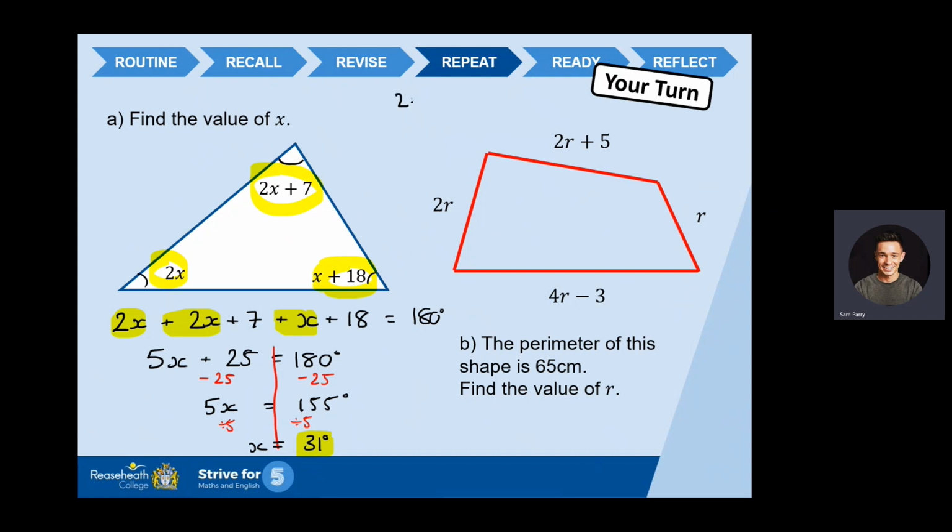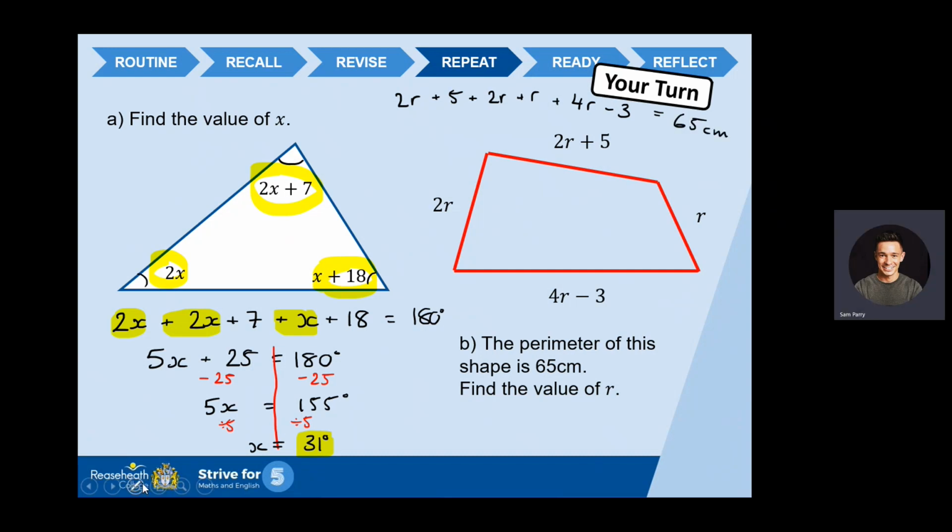So let's just write that up here. 2r plus 5 plus another 2r plus r plus 4r minus 3. So you can see I've written that across the top there. They're all the four sides added together, and that would equal 65 centimeters.